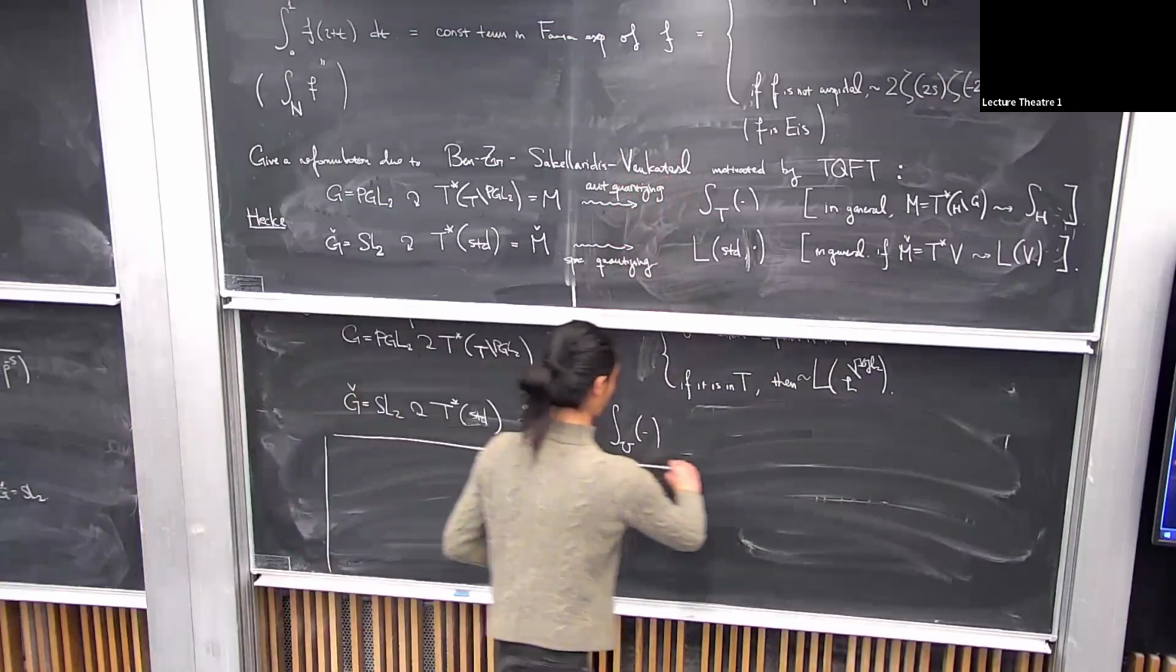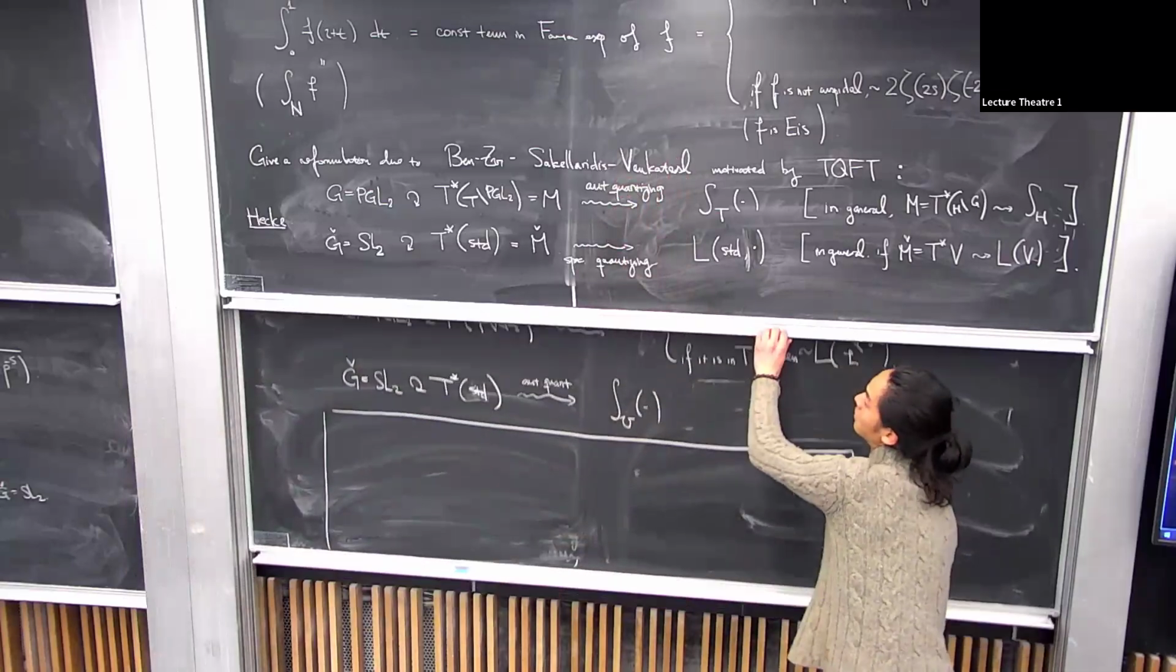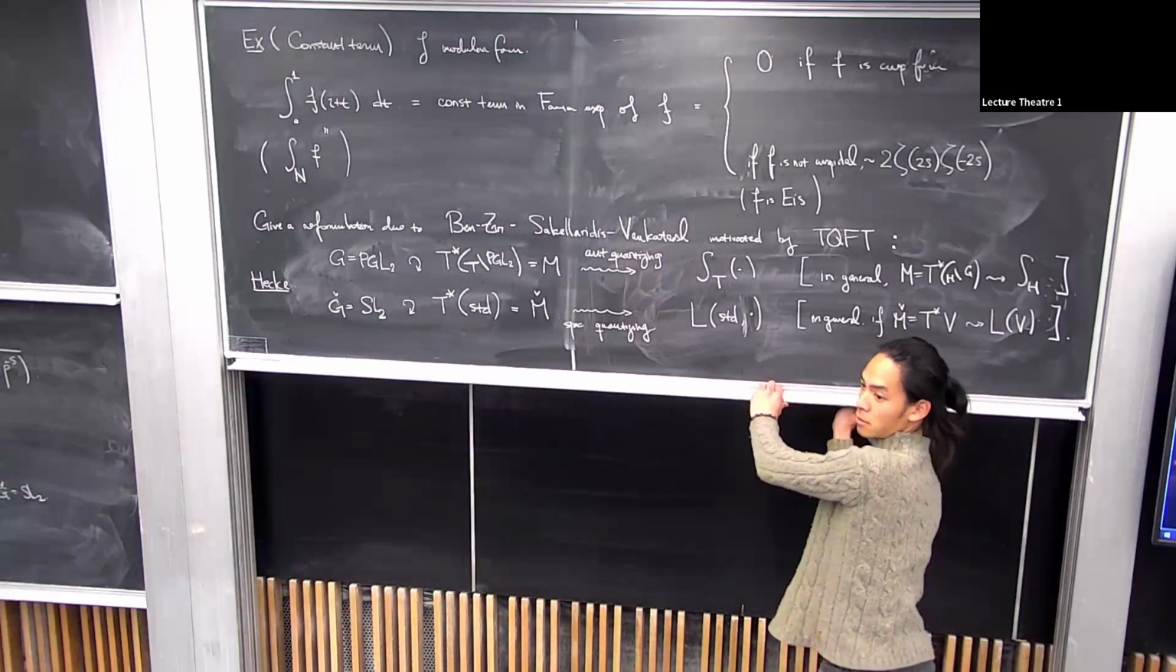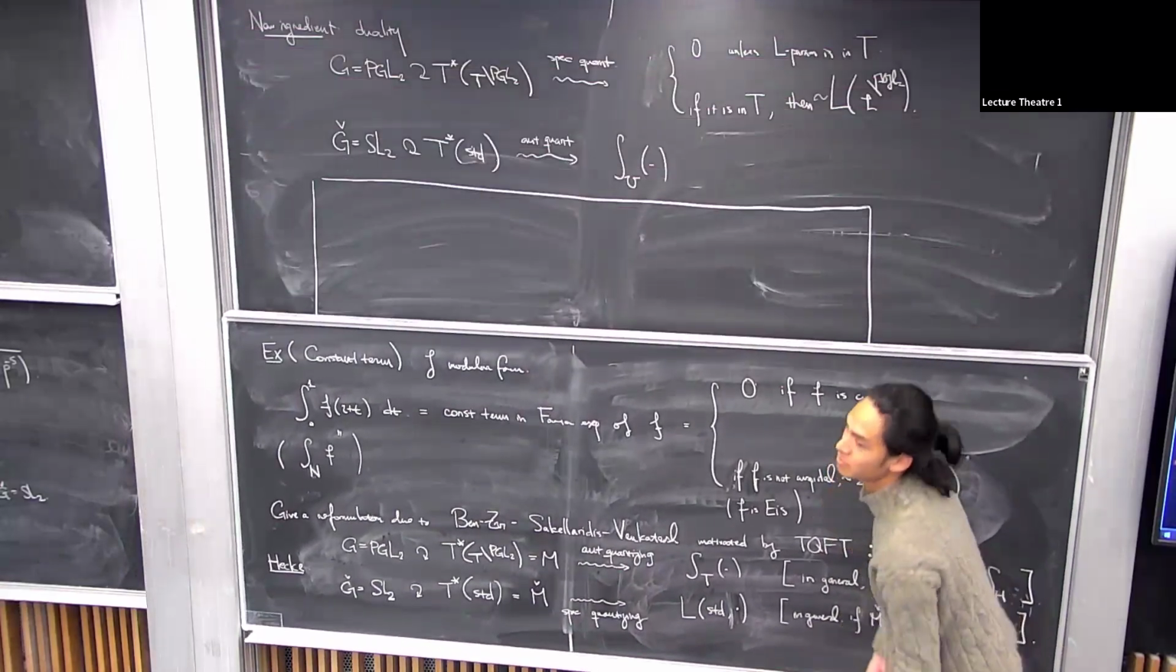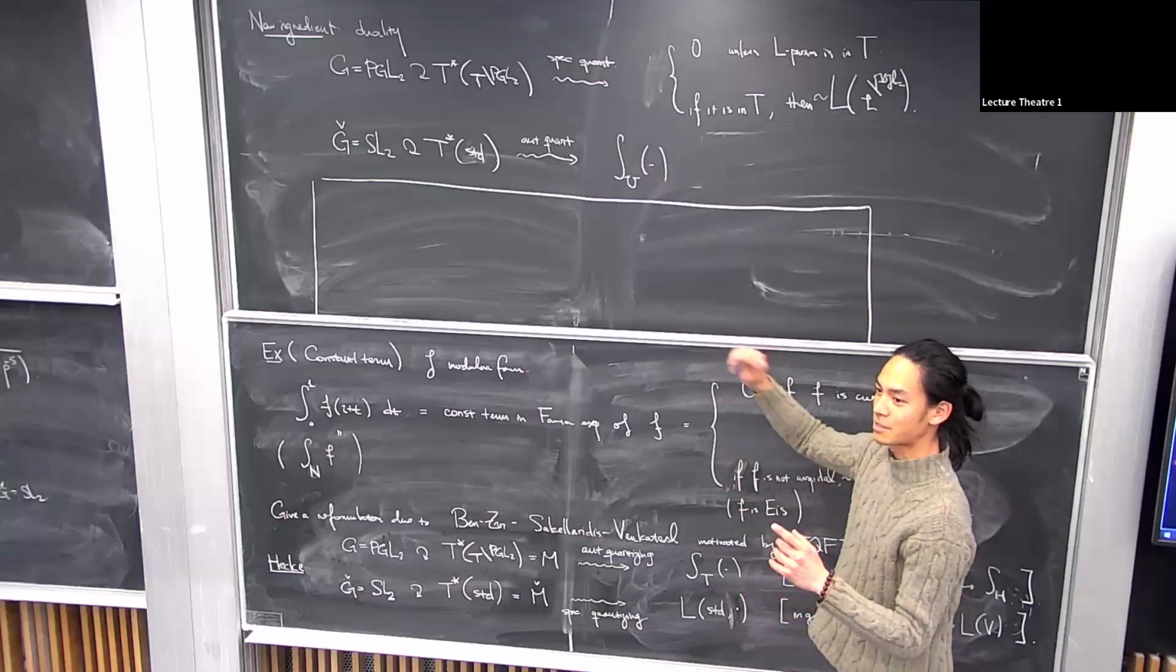But we see that this L parameter is in T. It just means, so the L parameter is a homomorphism from the Galois group into G, and I'm asking for it to be actually in T.